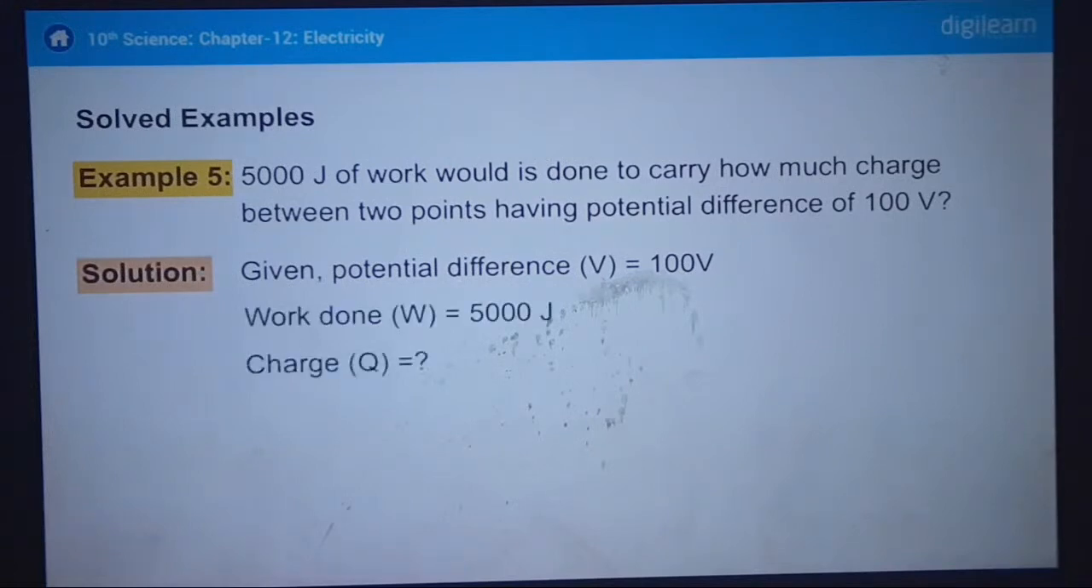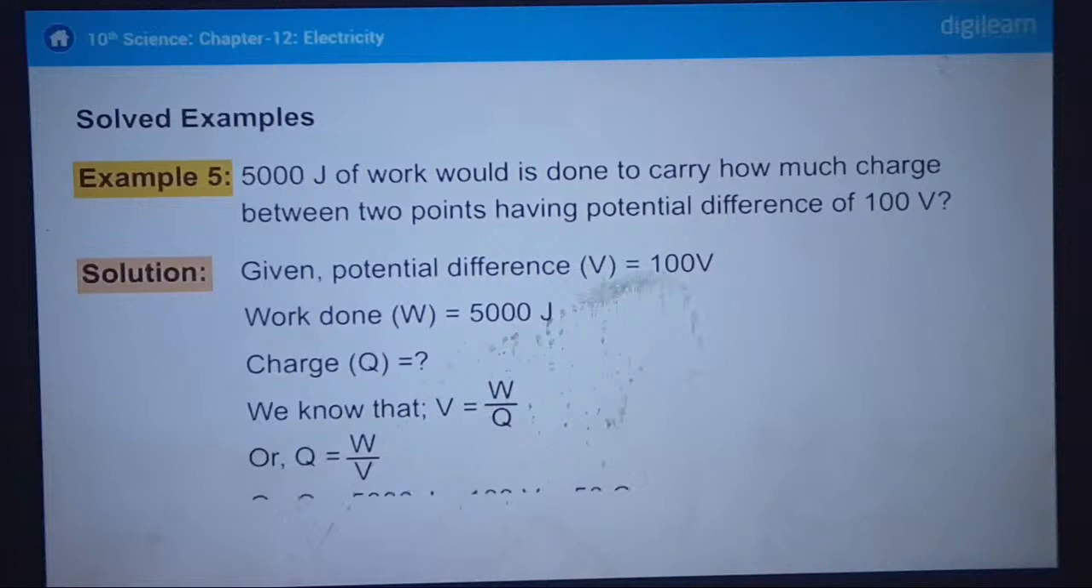Charge Q to be found out. We know that V equal to W by Q, or Q equal to W by V, or Q equal to 5000 joules divided by 100 volts, that is equal to 50 coulombs.